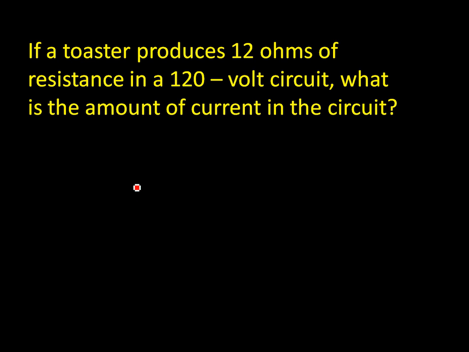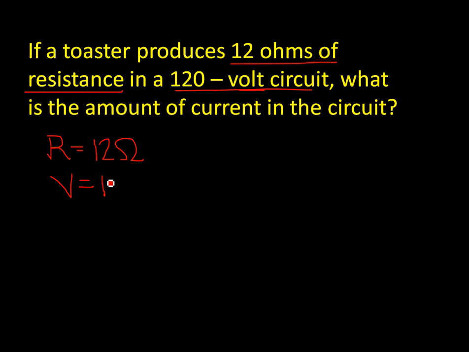Now, first thing we need to do is just figure out what information do we know. Well, we know the amount of resistance. There's 12 ohms of resistance. All right, so we know that R equals 12 ohms. And we also know that the voltage is 120 volts. So we know that voltage is equal to 120 volts. All right, what are we solving for? We're solving for current.